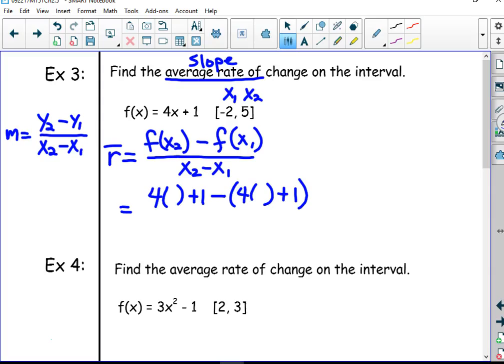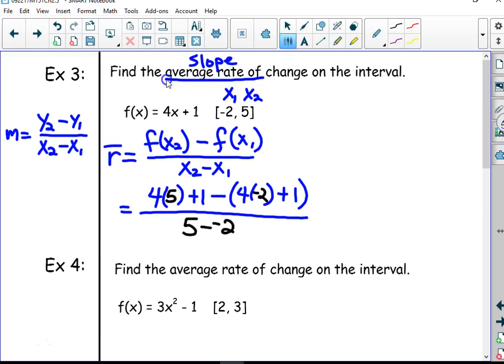Now the reason I'm using parentheses on the second expression is because I have that subtraction and I have more than one term, and if I don't use those parentheses, I'm probably going to forget to do that. Okay, so x2 is 5, and x1 is negative 2, and in the denominator, I'm just going to have x2 minus x1.